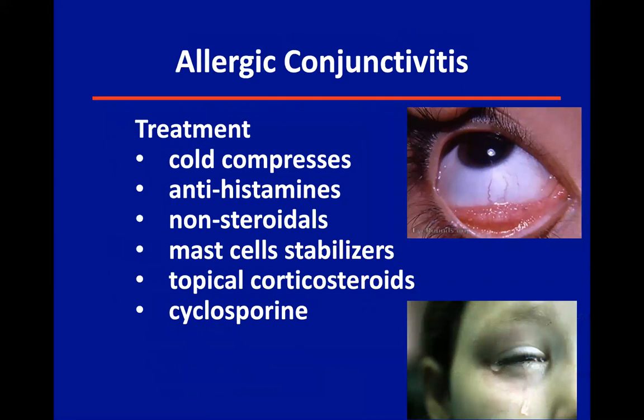So with allergic conjunctivitis, this is the treatment like you do for any other allergy. Cold compresses, you might give antihistamines, non-steroidals. If they have an allergy, give them mast cell stabilizers, topical corticosteroids, and in very severe cases, cyclosporin, but this is in really advanced cases. As you can see, it's a watery discharge. They tend to tear. This is the difference between the allergic and viral. They have a watery discharge, whereas the bacterial will actually have a mucopurulent discharge, which I showed.